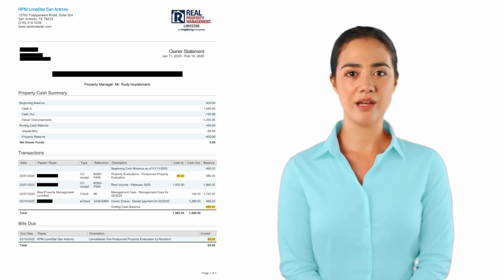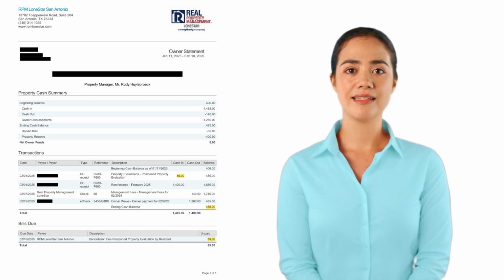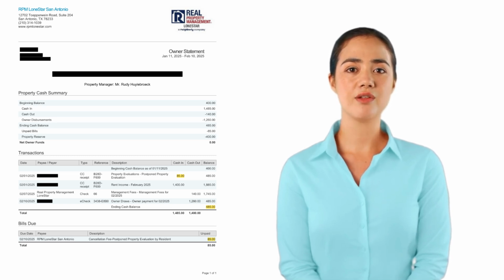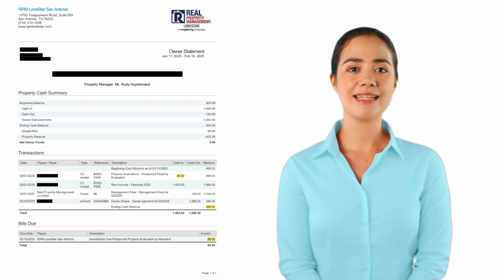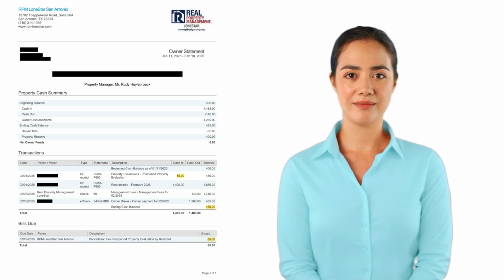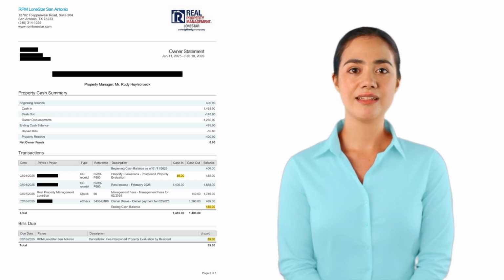However, sometimes there are bills due to RPM LoneStar, which you will see in a third section, bills due. In this case, the resident postponed a home evaluation with our third-party home inspectors too late and was charged a trip fee of $85. The resident paid the trip fee on February 1st and it shows up under cash in, but RPM LoneStar didn't cash it until after February 10th.